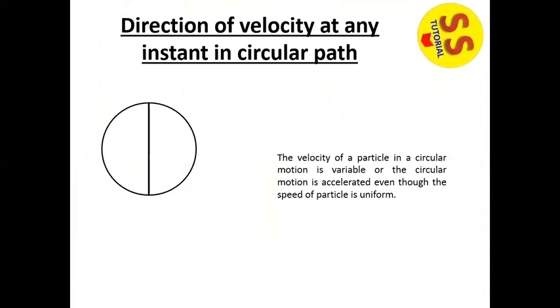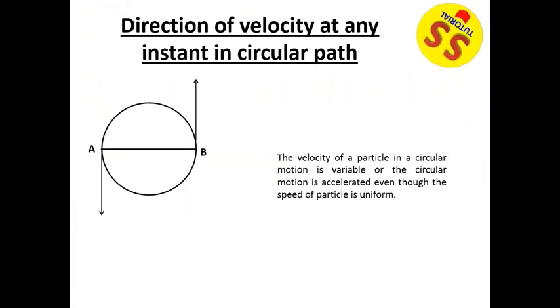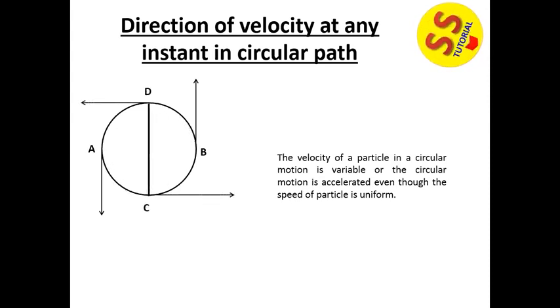Look at here how the direction changes. Just look at my figure. I'm rotating it. When it rotates to positions A and B, the direction of velocity at point A is downward, whereas the direction of the velocity at point B is upward. Both are in opposite directions. Similarly, again we rotate it to positions C and D. At position C, the direction is towards the right, and at position D, the direction of velocity is towards the left.